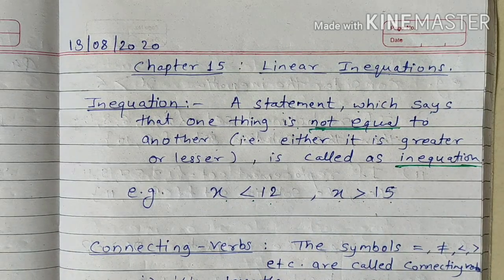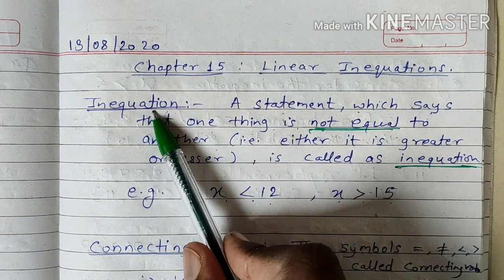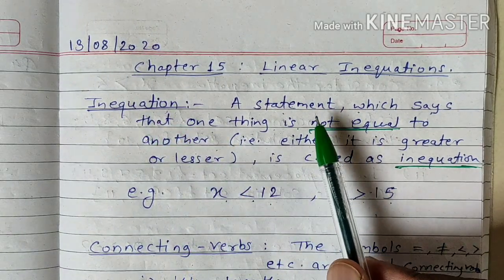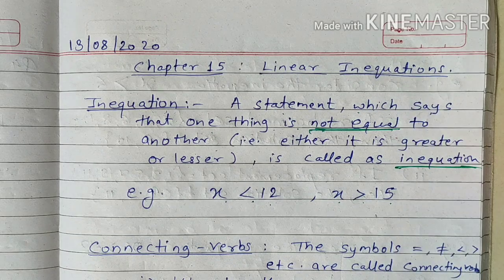And similarly here also, the linear inequation. Linear means what? The degree of the inequation must be 1. That means the highest power of the variable should be 1. So all of you understood about the inequations. If the equal to sign is replaced by greater than or less than, then it becomes an inequation.